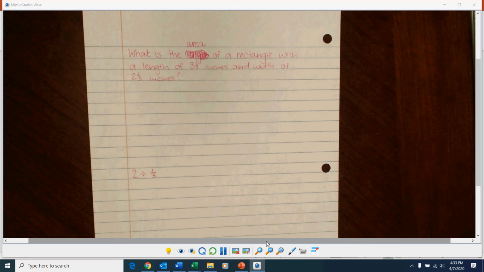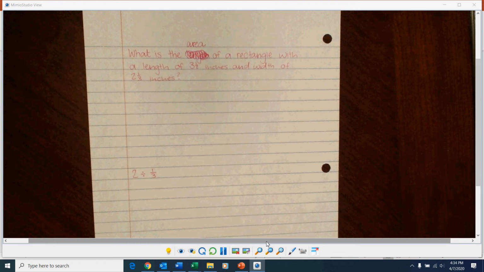Alright, let's take a look at this back side of the study guide. I apologize for my little typo here, but we'll get through it. What is the area of a rectangle with a length of 3.5 inches and width of 2 1/3 inches?